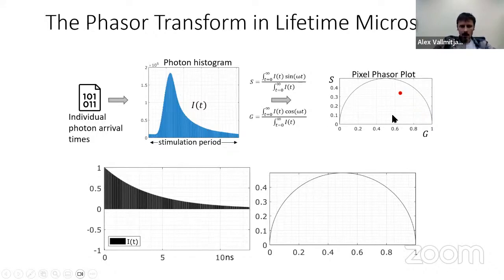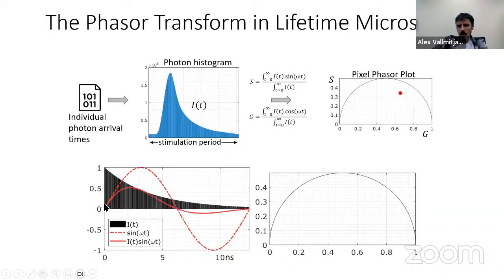But let me show you here a little animation of what this operation would mean graphically. So you have your decay over time, which is intensity over time. You stick a sine function that fits exactly in this stimulation period. This would be the product of the two. You multiply these two functions.